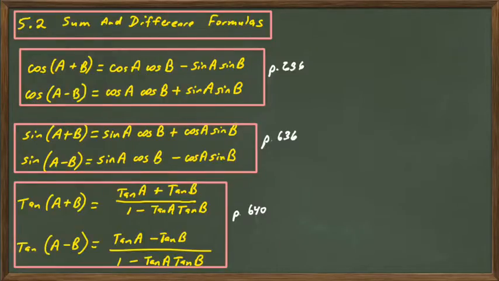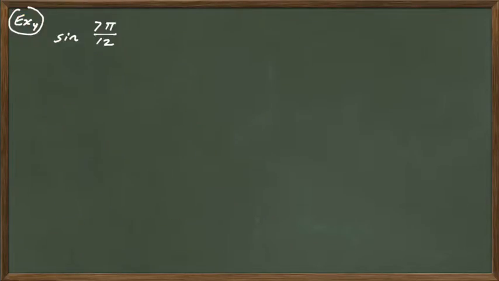Now I'm going to do an example of at least one or two of the types. We're going to use these formulas to answer some questions on some examples, then get into the actual assignment. I want to know the sine of 7/12 pi. 7/12 pi is not on your trig table, so you have to find some way of creating something that is.